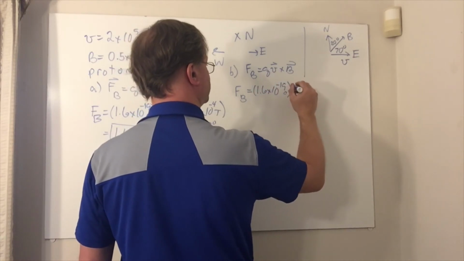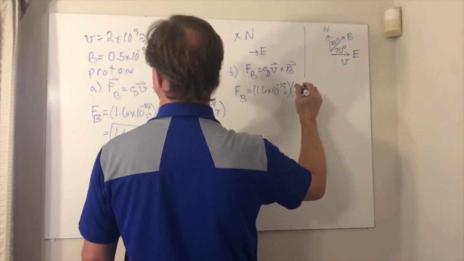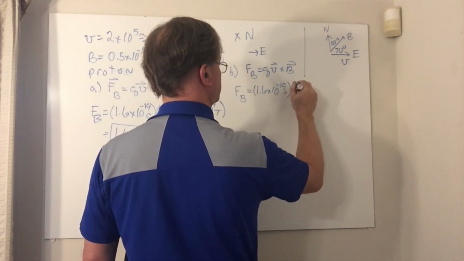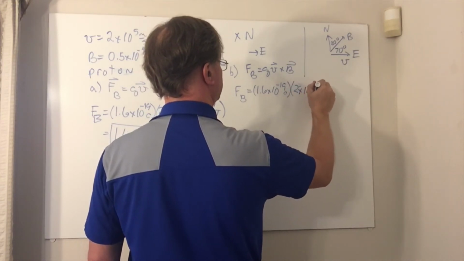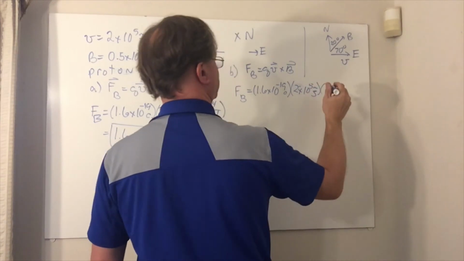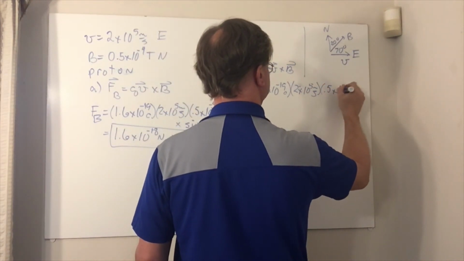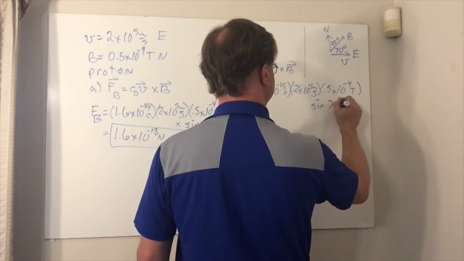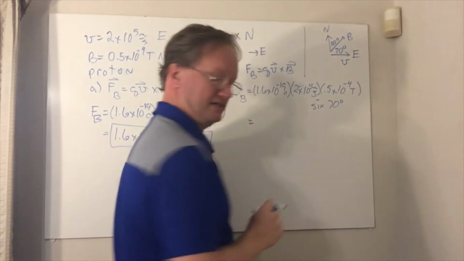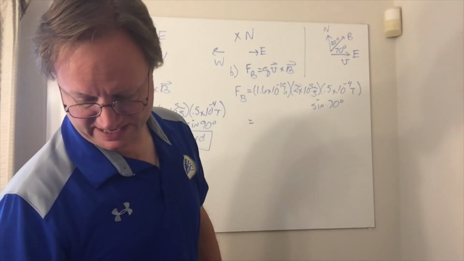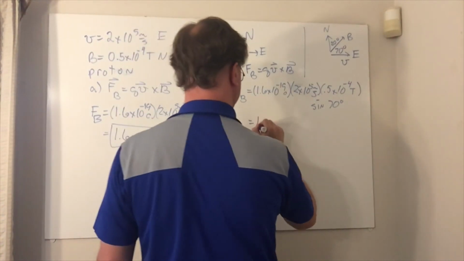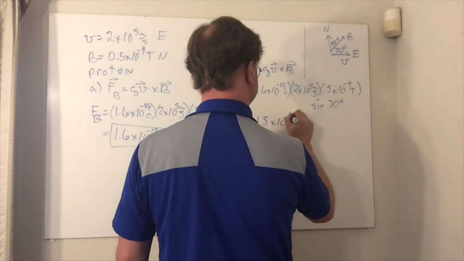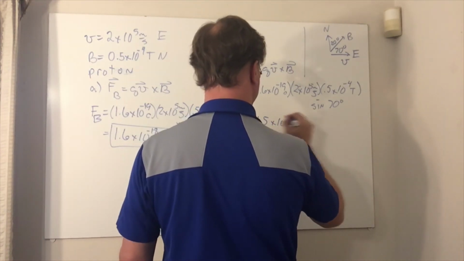So then when I plug in here, F sub B equals Q, charge of a proton, 1.6 times 10 to the negative 19 coulombs. My velocity, 2 times 10 to the 5th meters per second. B, 0.5 times 10 to the negative 4th Teslas. And then sine of 70 degrees. And so that's going to give me a value of 1.5 times 10 to the negative 18th newtons.